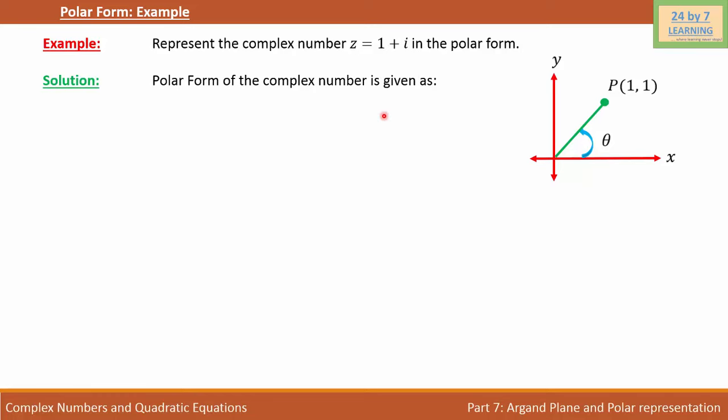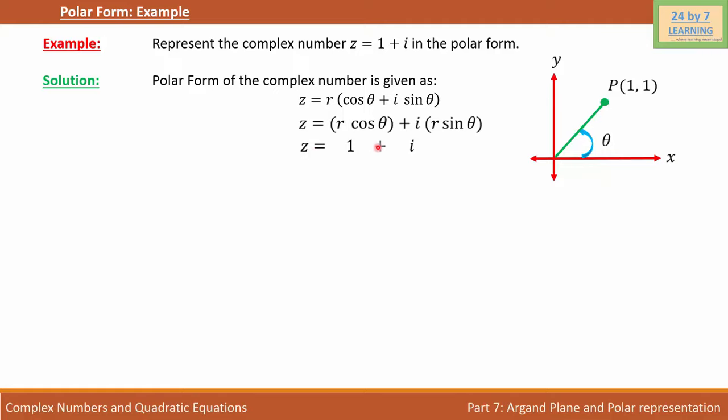The polar form of a complex number is given as z equals r (cosine theta plus i sine theta). If I simplify, I will distribute r inside the bracket, and I will write z equals r cosine theta plus i r sine theta. Now I'm going to compare this equation with the actual complex number, which is z equals 1 plus i.